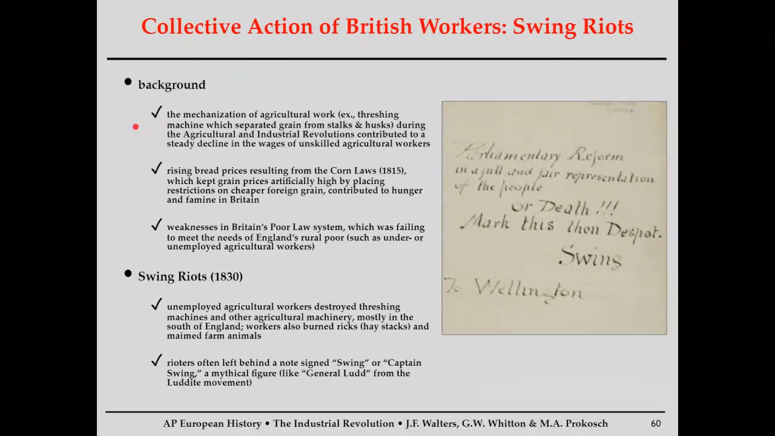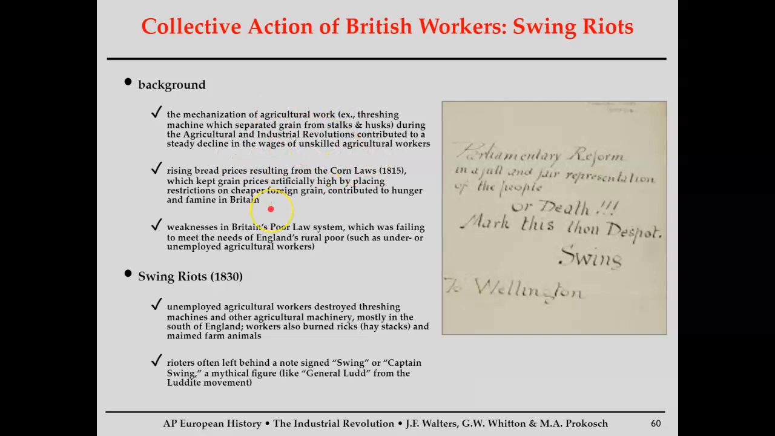So the next one, the Swing Riots, are going to be similar. The Swing Riots are going to be worker action against the mechanization of agricultural work. In particular, that threshing machine, which was that automated way of harvesting grains. And basically, it's putting skilled labor out of work. And additionally, grain prices are dramatically increasing because the British government passed the Corn Laws, which essentially places a higher price on imported grains or corn, increasing the price of really all grains and corn in Britain. So basically the economy is hurting.